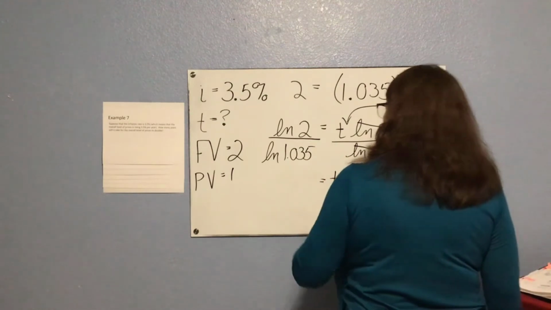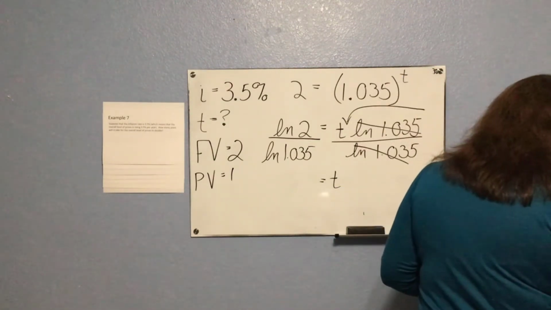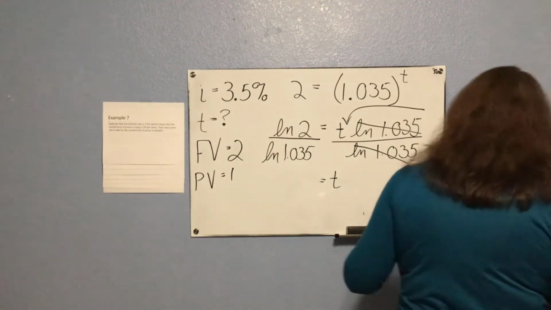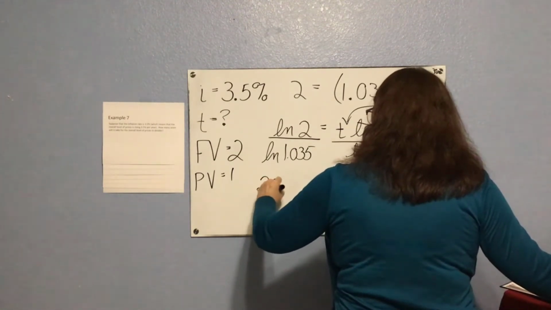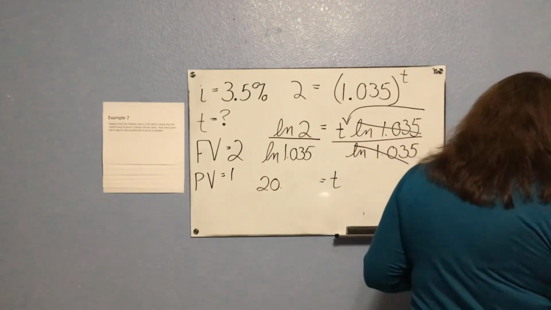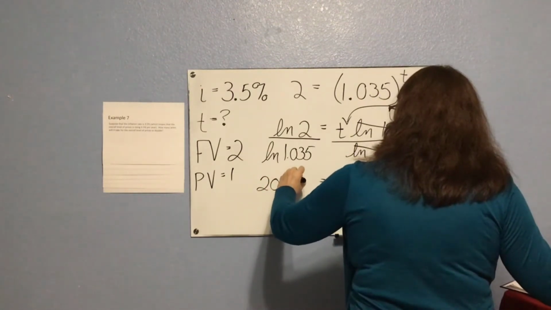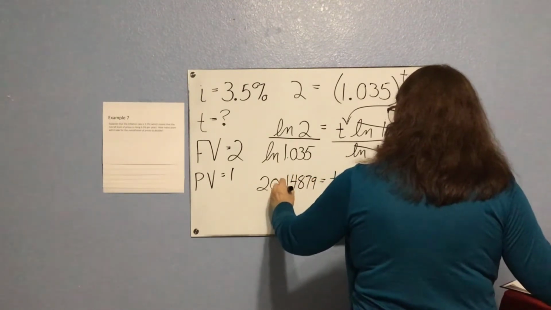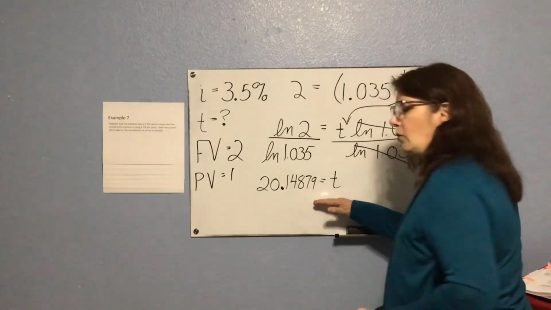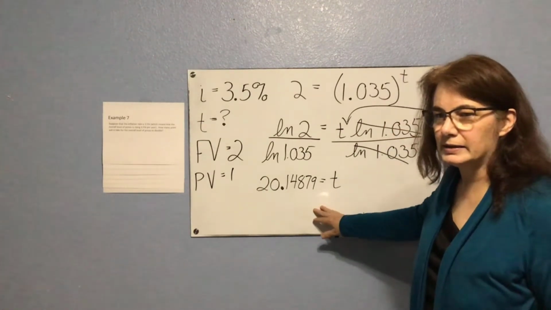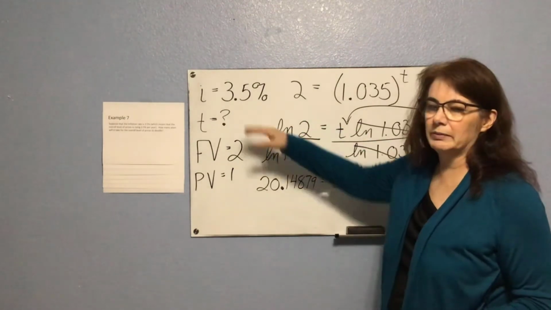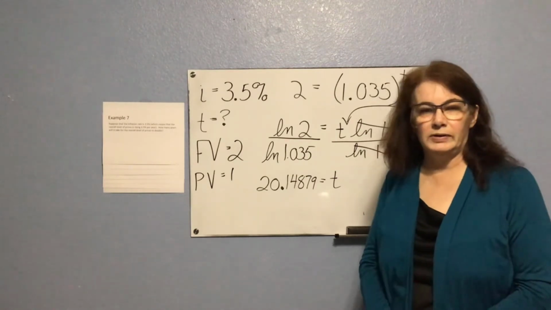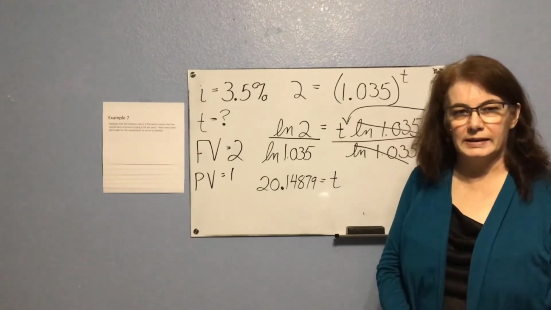So here's my t, and I see that this comes out to 20.14879. So it's going to take a little over 20 years for prices to double if the inflation rate remains at 3.5%. Pause the video now and work on U try 6.